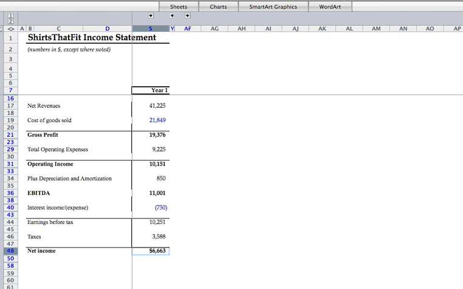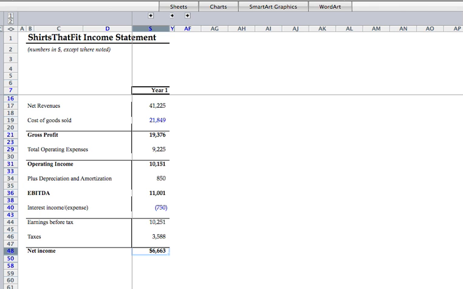Here we're looking at a summary income statement for shirts that fit. An income statement is a report that shows how much revenue a company earns over a specific time period, usually for a year or some portion of a year. In other words, it is really a summary of a company's operational performance. It's showing how much money the operations of a business either makes or loses during a specific time period, or what we also call an accounting period.